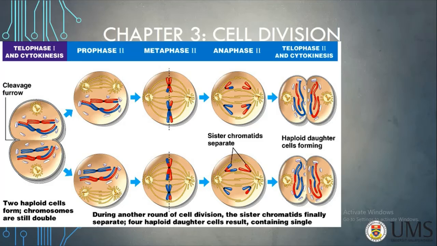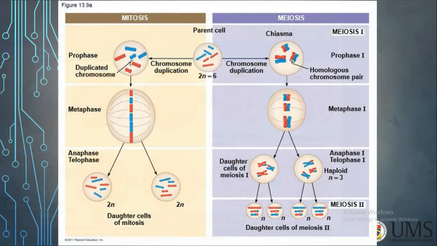And finally, meiosis 2 starts with prophase 2, metaphase 2, anaphase 2, and telophase 2. The process here is similar to the mitosis process that we have looked through earlier. But after meiosis 2, the number of daughter cells produced is 4, compared to mitosis.